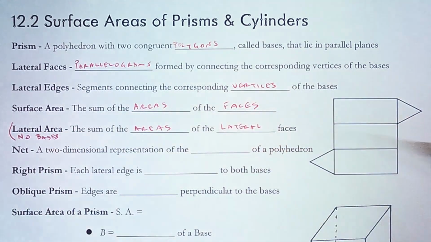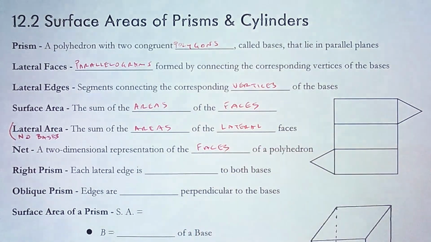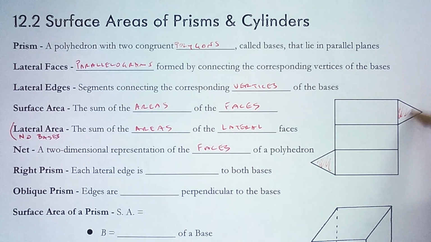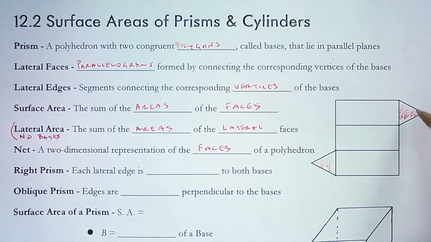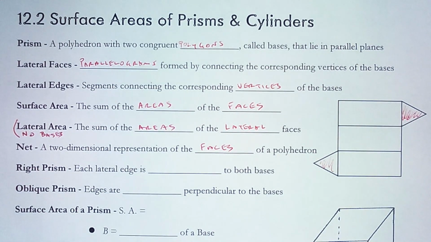A net. Okay, so what I have right here is a net. It is a two-dimensional representation of the faces of a polyhedron. So what it really is, is a polyhedron unfolded. So this is a rectangular prism right here, unfolded. I've got a base here and a base here, and I think I just said a rectangular prism, but it's a triangular prism, two triangular bases, and if I folded this up, I would have a triangular prism. So that is called a net.